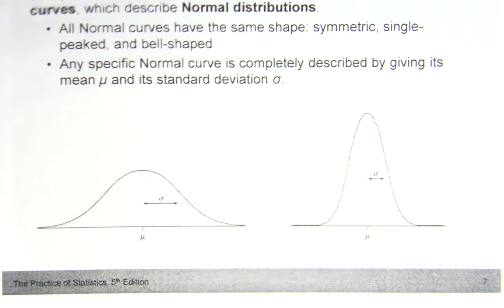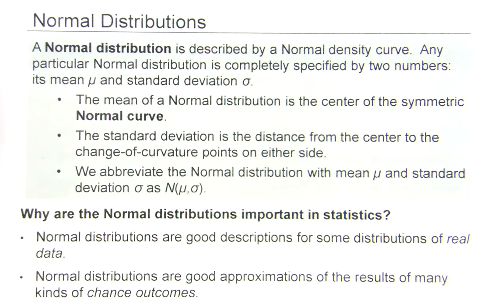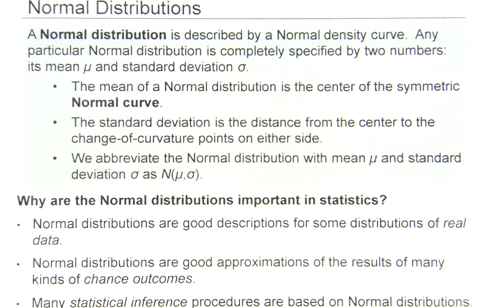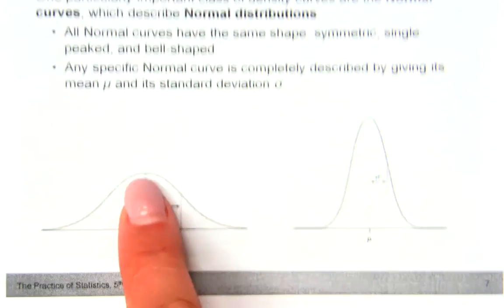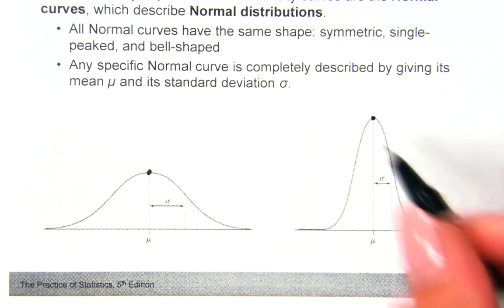All right, so why do we want to know this? This is the slide of why we want to know this. A normal distribution is described by normal density curves. Any particular normal curve is completely specified by two numbers, its mean and its standard deviation. The mean is the center of the normal curve. The standard deviation is the distance from the center to the change of curvature points on either side. So basically how far away you are from the point of curvature, where you're changing your curve, at the top, which is basically where your mean is.